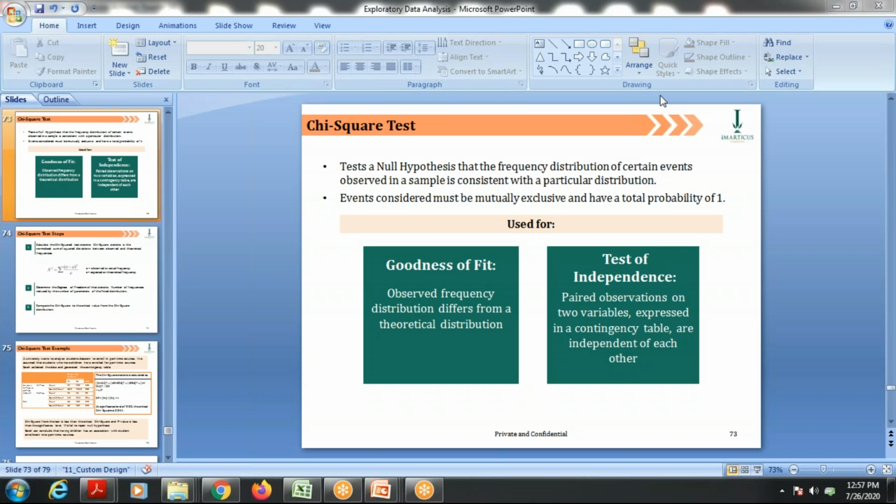Okay. We were discussing the chi-square. Here, some write-up about chi-square is given. I would say just go through it and try to understand what this write-up is saying. On this slide, it is quite evident and obvious what is written here.